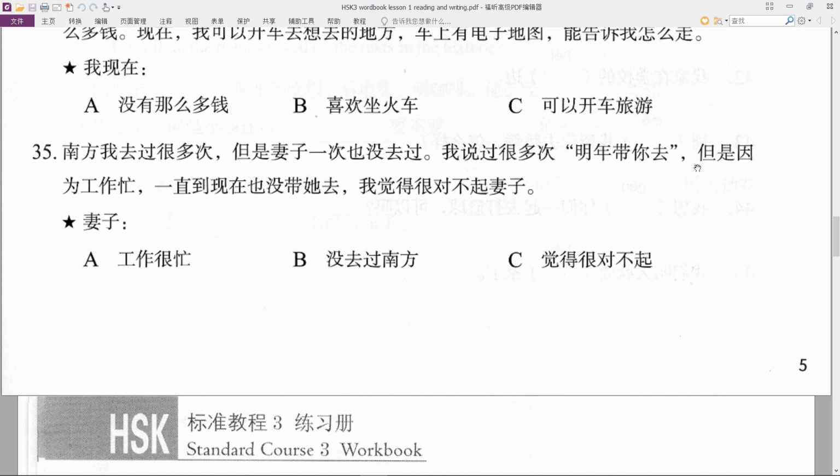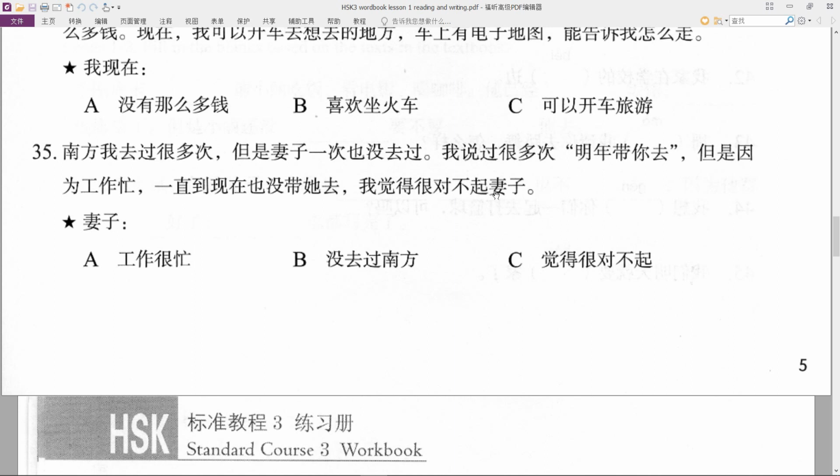但是因为工作忙, because the work's very busy, 一直到现在, all the time until now, 也没带她去, also haven't taken her to go. So 一直到现在 is like, literally to translate, all the time until now. So until now, 也, to emphasize, like still, or also haven't taken her to go.